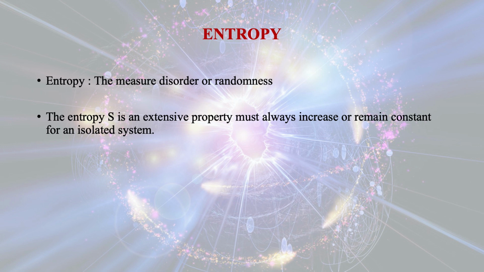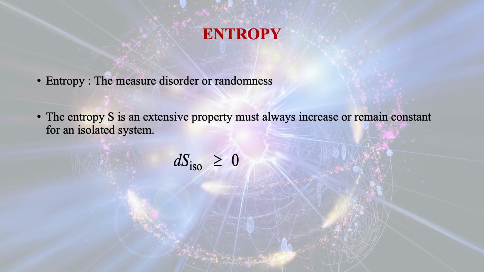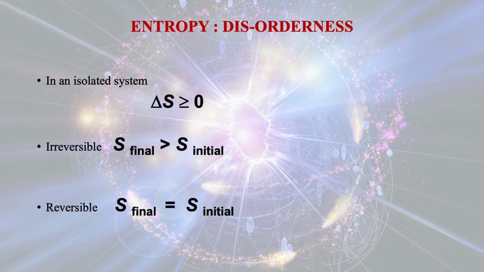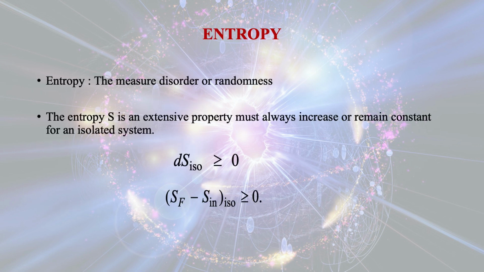So entropy is the property which describes the randomness, disorderedness, uncertainty of a system, and this property comes out from the second law of thermodynamics, which tells us the direction of the process. So in an isolated system, the change in entropy is always greater than or equal to 0. So S final is greater than S initial for an irreversible process, and S final is equal to S initial for a reversible process. Entropy, that we have already discussed, is the measure of disorder or randomness of a system.